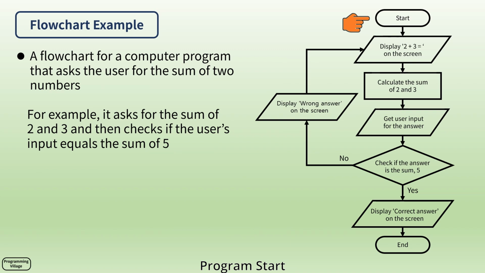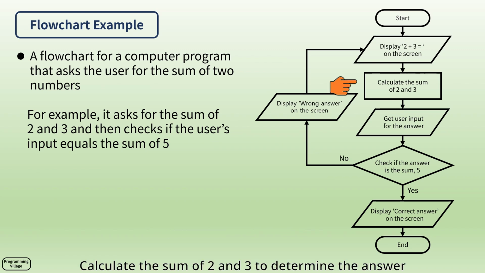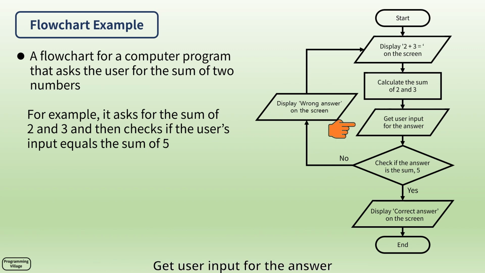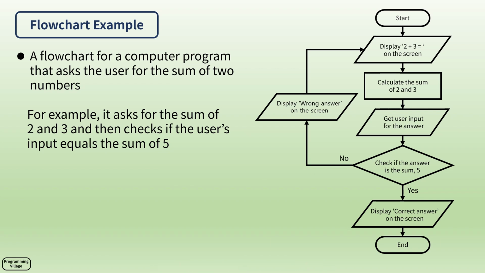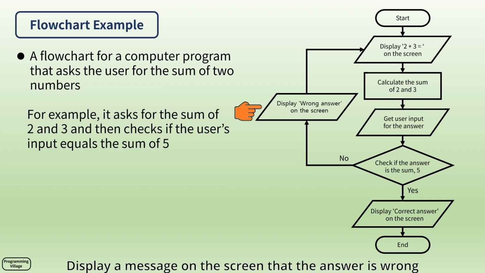Program start. Display 2 plus 3 on the screen. Calculate the sum of 2 and 3 to determine the answer. Get user input for the answer. Check if the answer is the sum, which is 5. If the inputted answer is not 5, display a message on the screen that the answer is wrong.